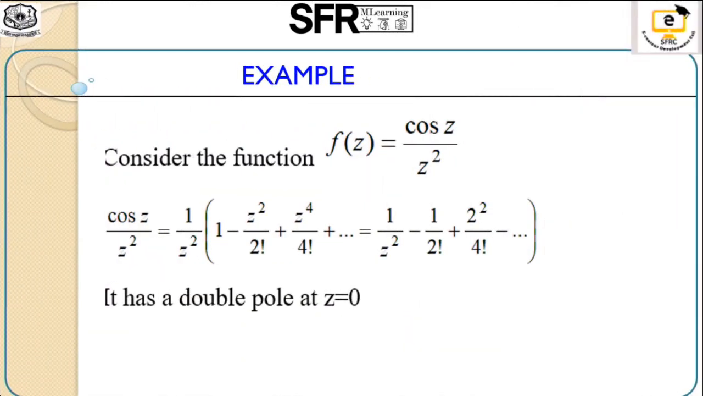Next is another example for pole. f of z equal to cos z by z square. I keep the term 1 by z square as it is and expand the series for cos z, and after simplification we can clearly see that z equal to 0 is a pole, and the principal part has only a finite number of terms, that is 1 by z square only, and all other z terms are in the numerator. So it has only one principal term which is finite, so it is a pole.